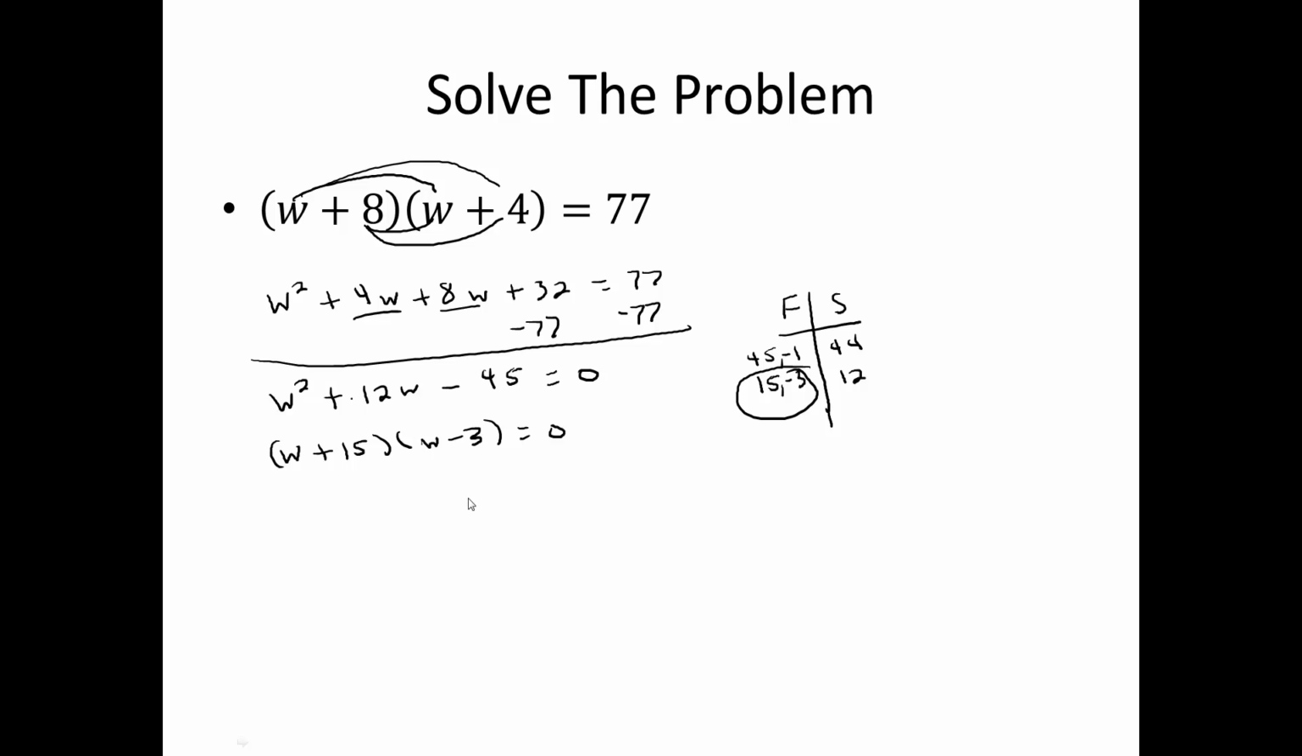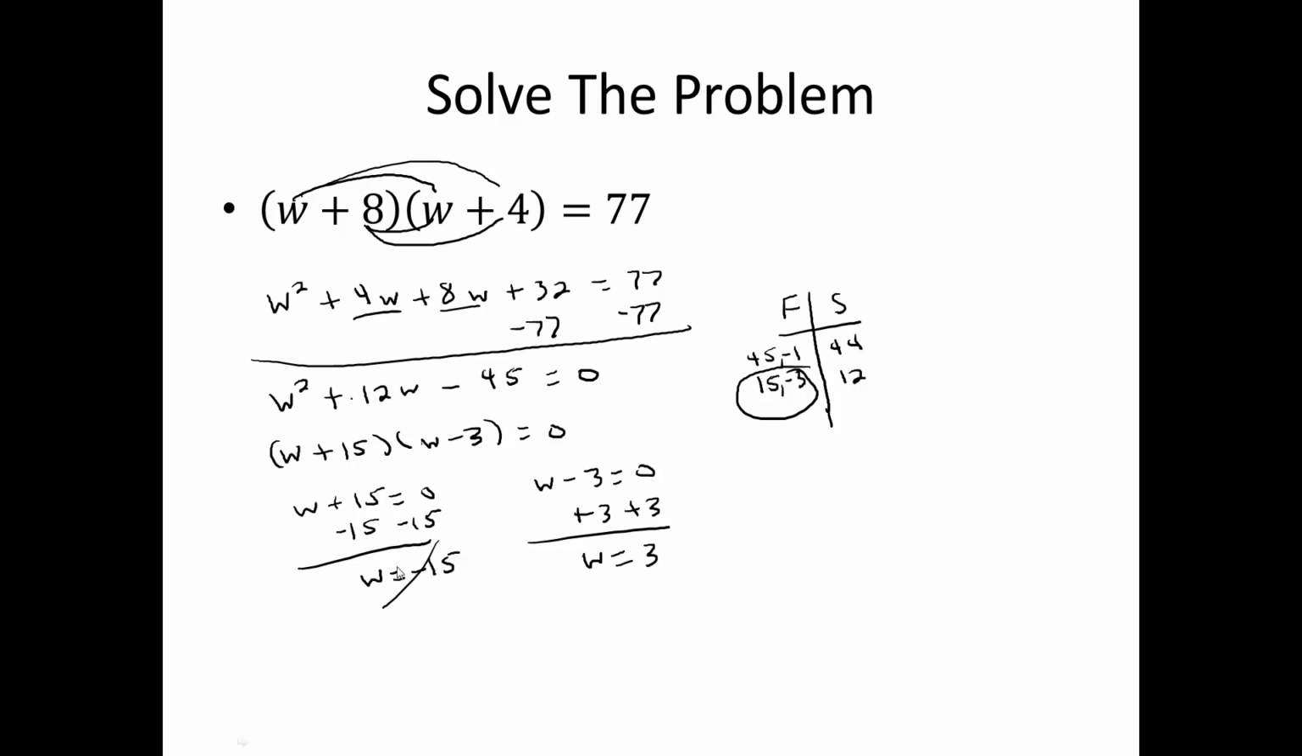Now once you get it in factor form and it's set equal to 0, then you can find your answer by taking each one of those factors and setting them equal to 0 separately. That will give you your possible answers. Just like finding the roots, set them equal to 0 and then you solve each one of the equations. So on one side we get W equals negative 15, which is not possible if we're talking about the measurement of this garden. The other one we get W equals positive 3.